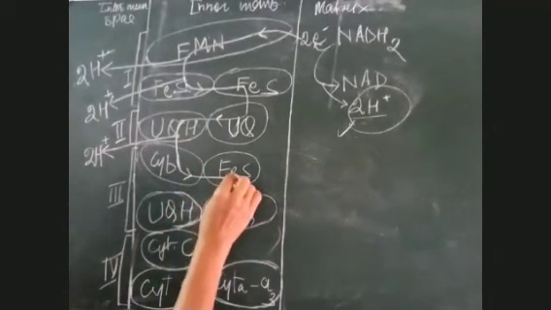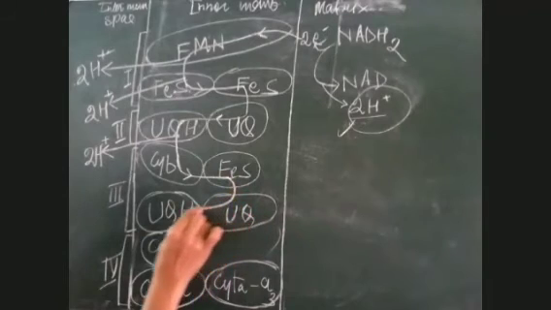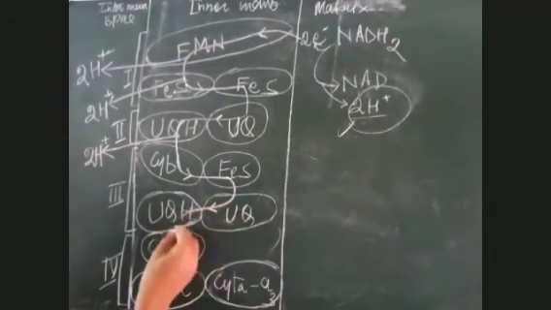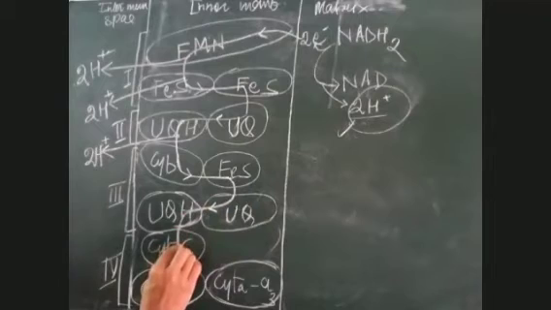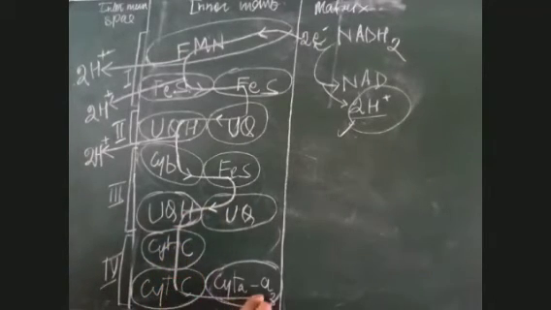Then from here again to ubiquinone, and then ubiquinone H. Here from ubiquinone H it travels to cytochrome B. From cytochrome B, it travels to cytochrome C, and finally it comes to its destination, which is cytochrome A to A3. So the electron has reached here, and by the time it reaches the last acceptor, its energy is almost lost.